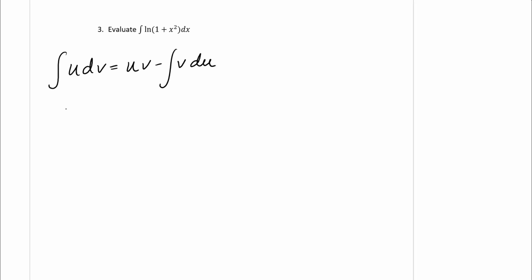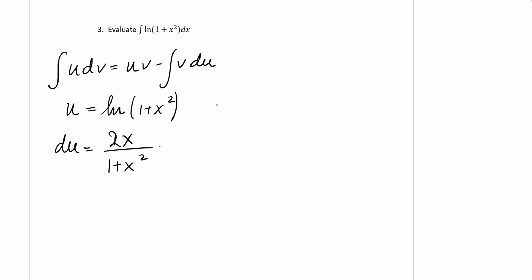So in our case, let's say u equals ln of 1 plus x squared, because the two functions that I can see here are basically ln of 1 plus x squared, and I can consider this times dx. So basically du is going to be 1 over 1 plus x squared times the derivative of 1 plus x squared, which is 2x. And then dv is actually the dx, right? So we have two things. We have ln and then we have dx.